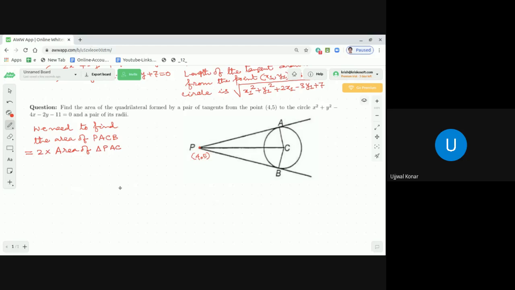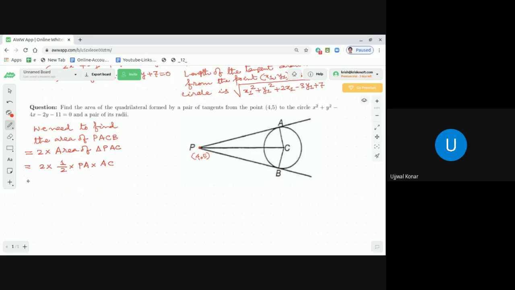Now, if we focus on the triangle PAC, dear students, what are we going to get? We get 2 times the area of PAC. The area of PAC is equal to half into base, the base is PA, into the altitude, which is equal to AC.